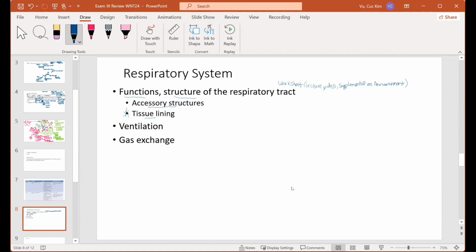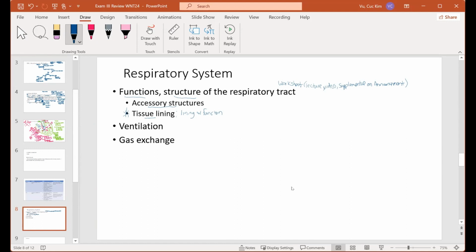Then as it transitions into your lower respiratory tract, it changes from the pseudostratified columnar epithelium to more of the simple columnar, to then the simple cuboidal, and then to the squamous, which allows for the exchange to happen because it's a thin cell. Okay, so when you look at the tissue lining, try to connect the lining with function. Then it would be more of understanding it, and it just makes sense rather than memorizing the transitions and changes of the tissue lining.